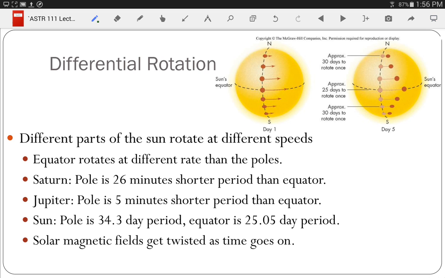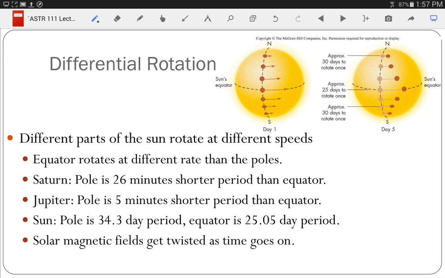And so you can see here from this graphic that Saturn has the pole is about 26 minutes shorter for its period. So if you were up near the pole of Saturn, the time it takes to do one rotation would be about 26 minutes less than if you were at the equator. Jupiter, it's also shorter, but a smaller amount, only 5 minutes shorter. The sun is the flip of that. The sun has an equatorial period of 25.05 days, but the polar period is more than 10 days longer, 34.3 days. So the sun has material orbiting faster at the equator.